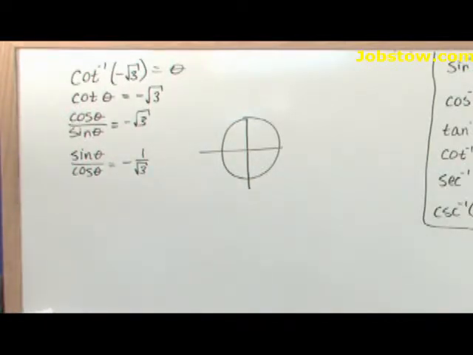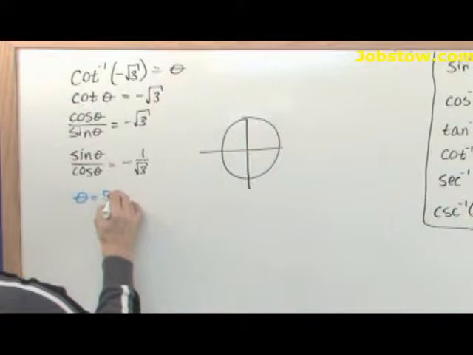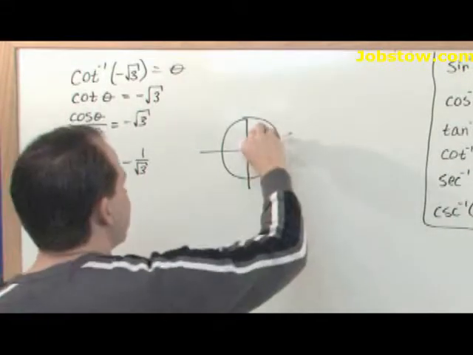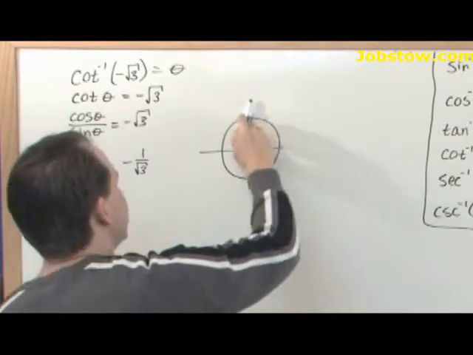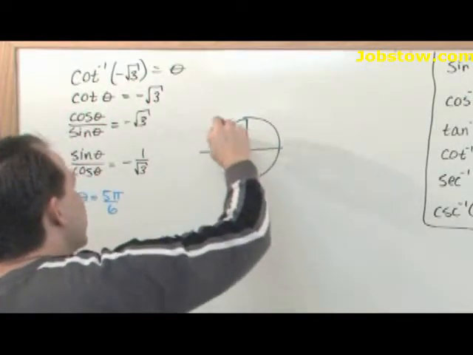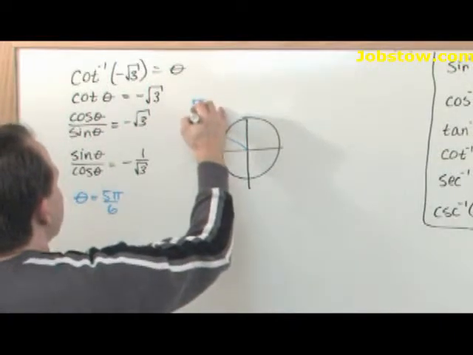Okay, so what I want to do first is say, what if the angle I pick is 5 pi over 6? Remember, pi over 6 is like 30 degrees, so that would be around here. This is pi over 6, 2 pi over 6, 3 pi over 6, giving you pi over 2, 4 pi over 6, 5 pi over 6. So 5 pi over 6 is something like this, okay? This is 5 pi over 6.